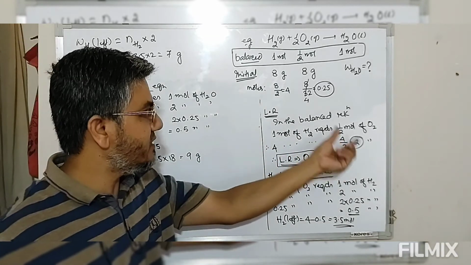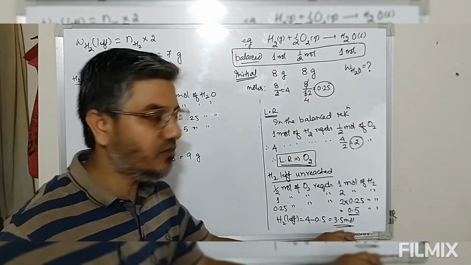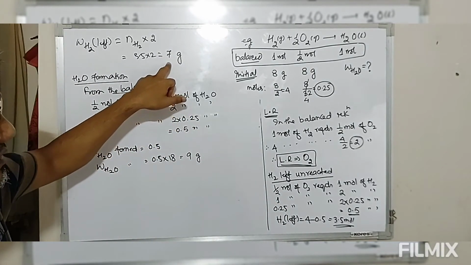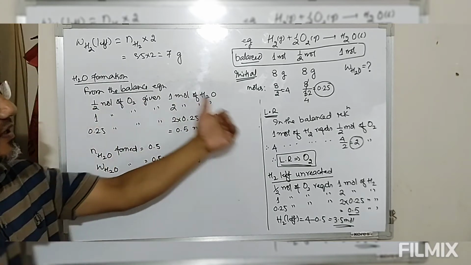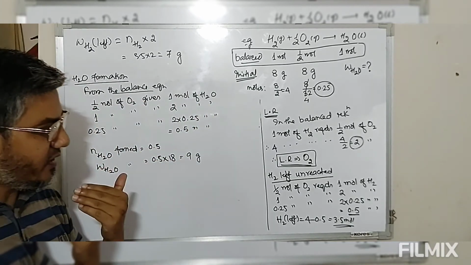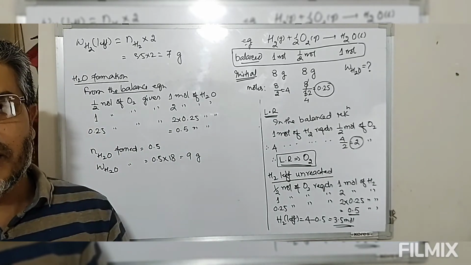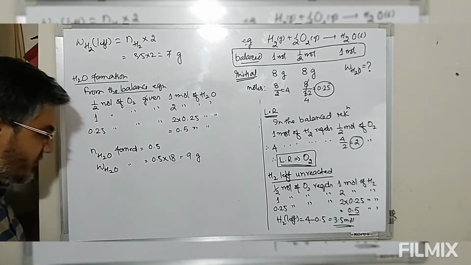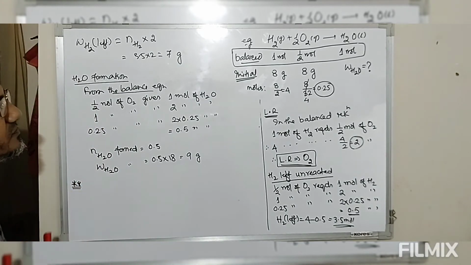The limiting reagent is the oxygen. So how much hydrogen is left unreacted is 3.5 mole or 7 gram. So this is how we define the limiting reagent. So now look at this. In this we have defined another definition, the one which gives the least value of the product. We can also define it in this way. This is for your convenience, I am showing you.